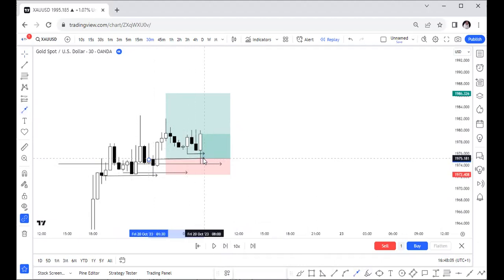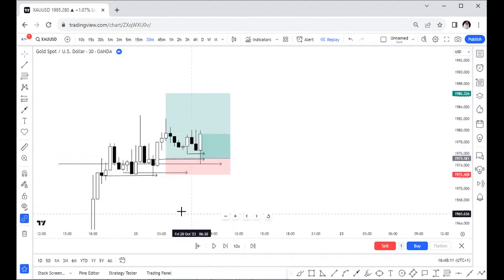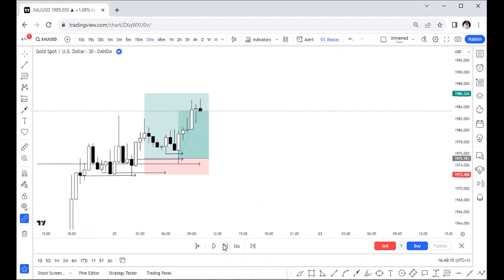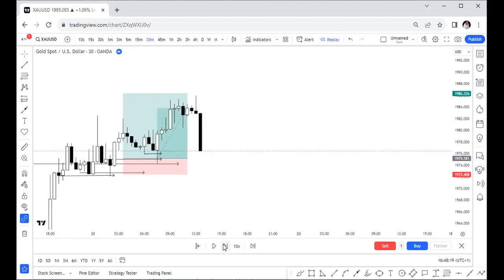Breakout of SNR. So our order is triggered. The order is triggered and the 4 target will be hit. Got it right? So another one coming down.